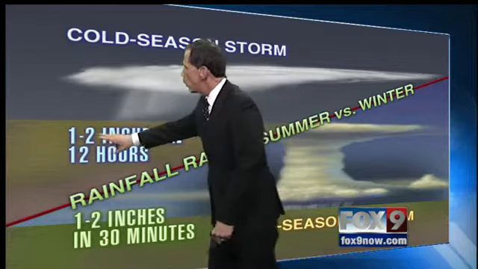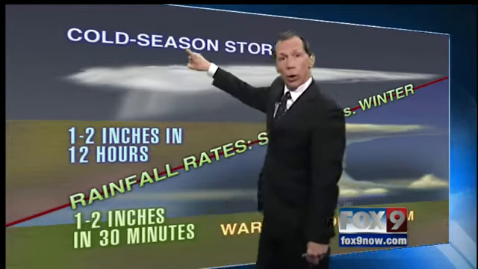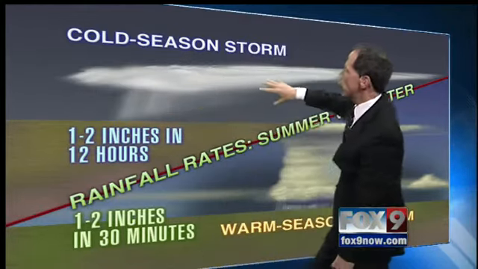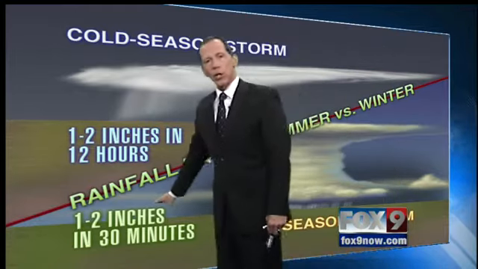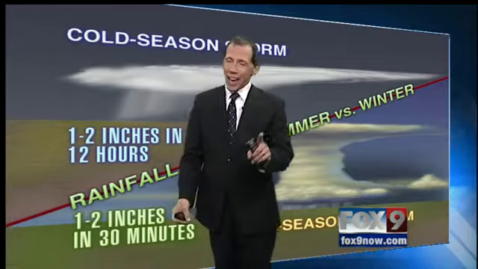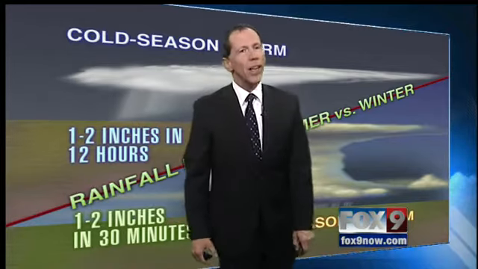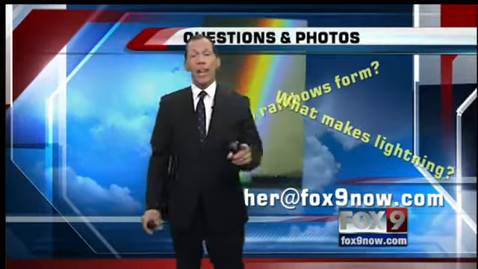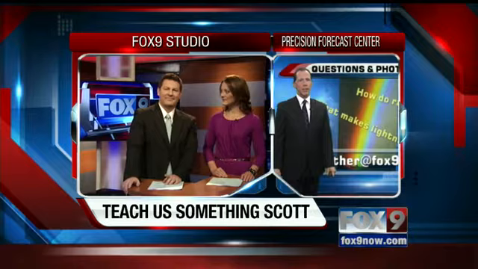So you can have 1 to 2 inches of rain in 12 hours in the cold season as the air gradually rises. But talking about spring and summertime, 1 to 2 inches of rain in 30 minutes is not out of the question. Not as much here, but it can certainly happen. So that's the difference between winter and summertime. It's all in the rising air, guys. That's the basis to weather. I look for rising air, and there's the precipitation.